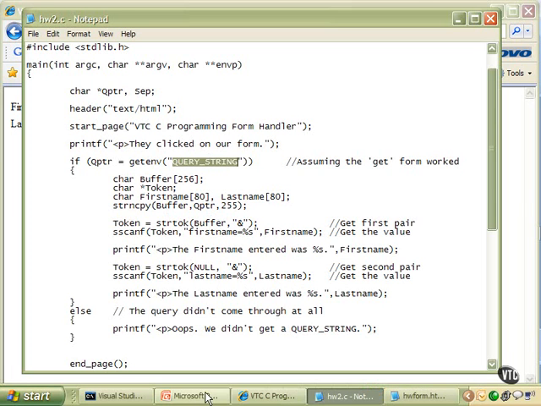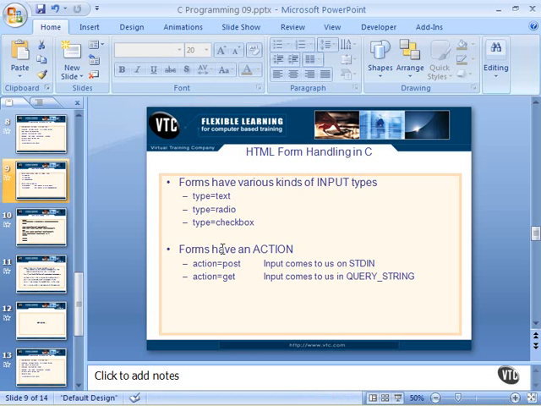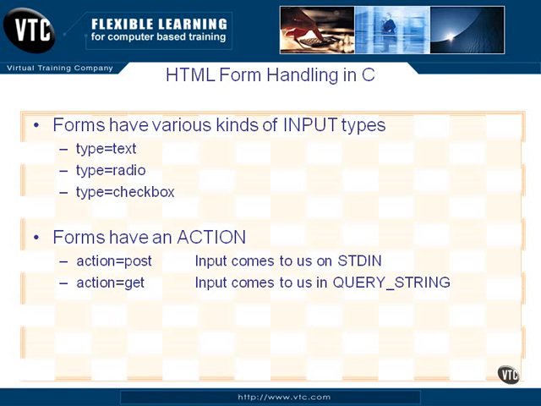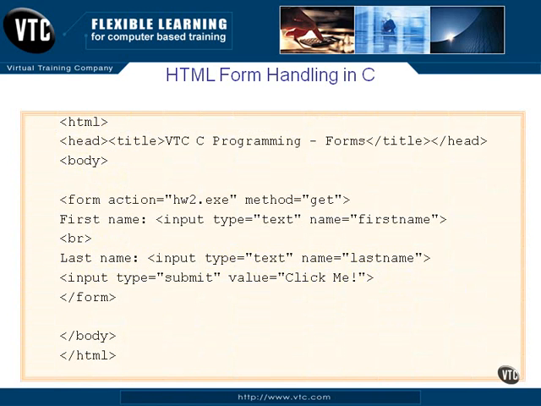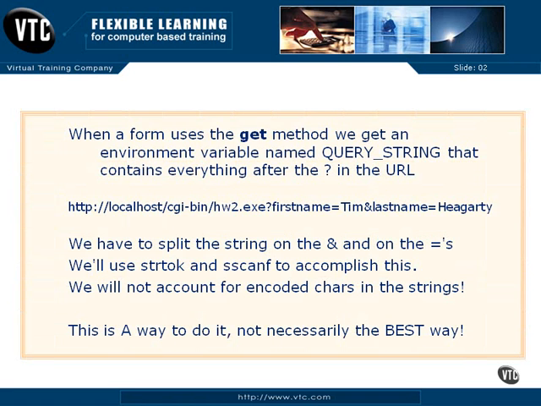I need to show you another slide here because I lay this out a little bit better than we see it in code. There's our form handling. We already looked at that, first name and last name. And then I want to show you what this is going to look like. When a form uses the get method, as we said, we get an environment variable named query string. Query string contains everything after the question mark.